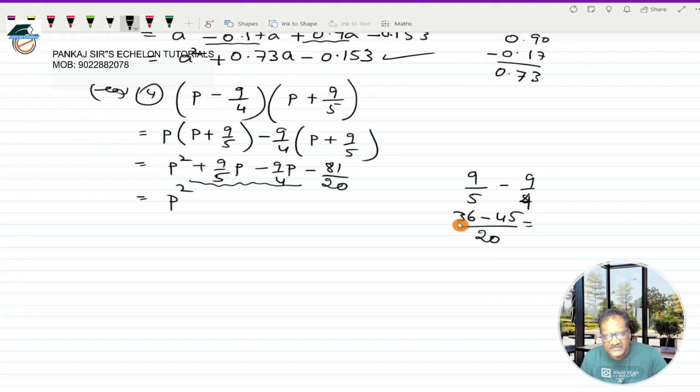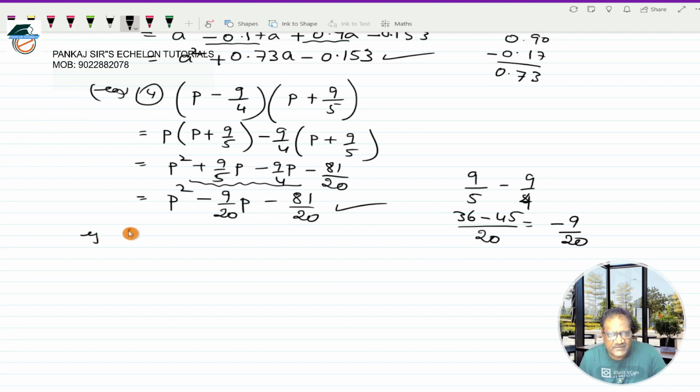So this will give me the answer as minus of 36 minus 45 is minus of how much? 36, 37, 38, 39, 40, 41, 42, 43, 44, 45. So it will be 9. So minus 9 upon 20. This will give me minus 9 upon 20 p, and then this last term is 81 upon 20. So this is the answer for the fourth one, right?